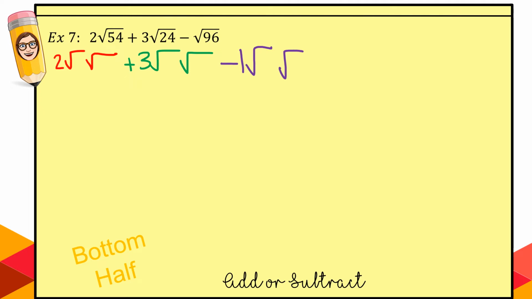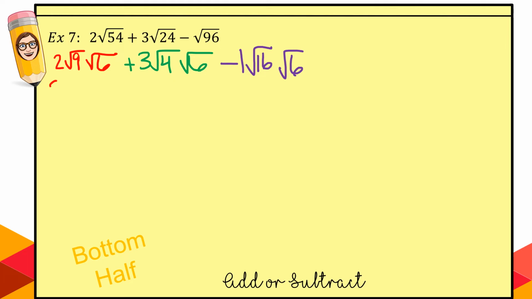54. Remember, you need the largest perfect square that divides in. And in this case, that's going to be a 9. 54 divided by 9 is 6. Let's look at 24. 24, the largest perfect square that fits in is 4, 6 times. And 96, 96 is big, so I probably have a larger one. And believe it or not, the largest perfect square that fits in is 16, and it fits in 6 times.